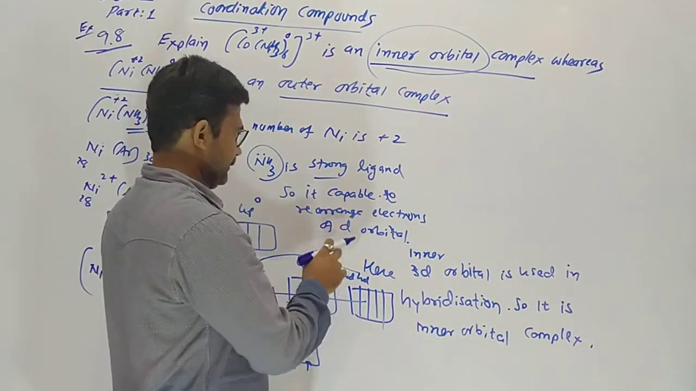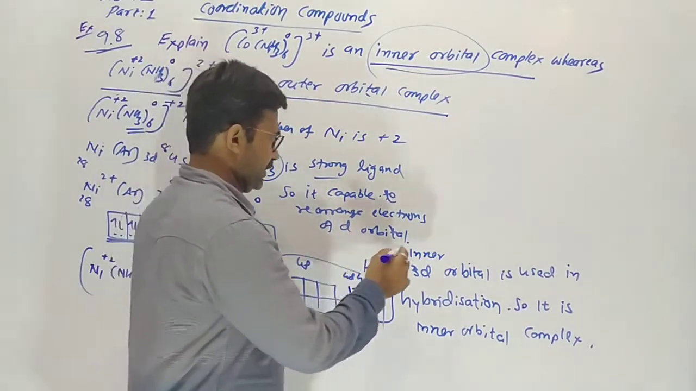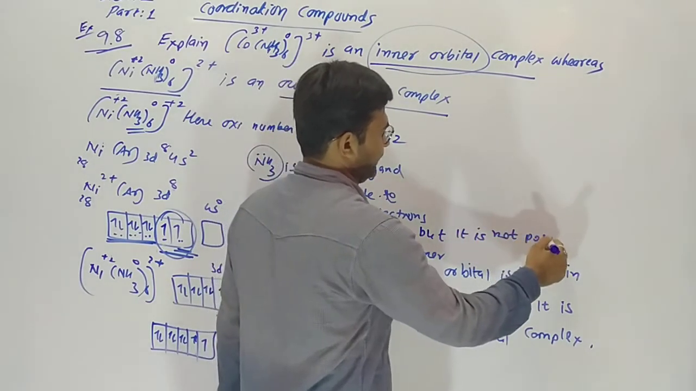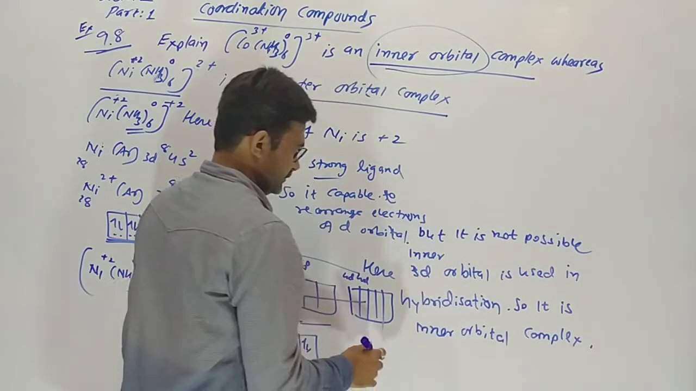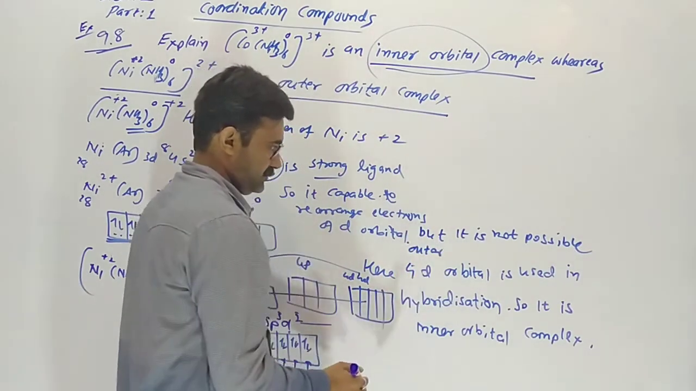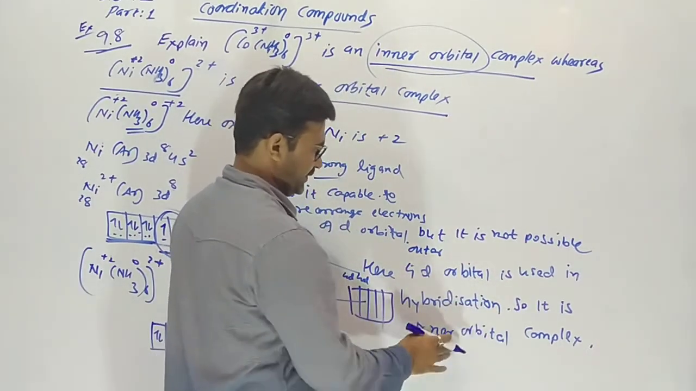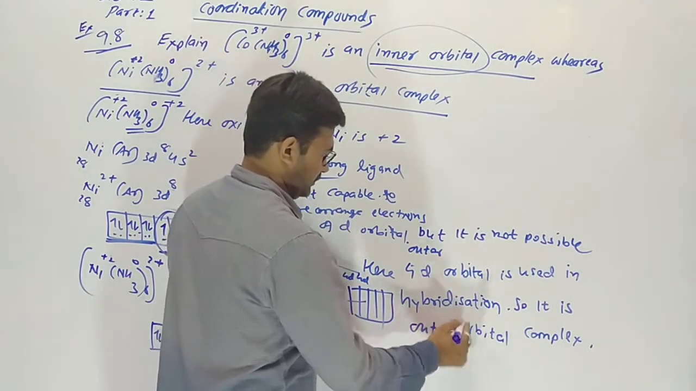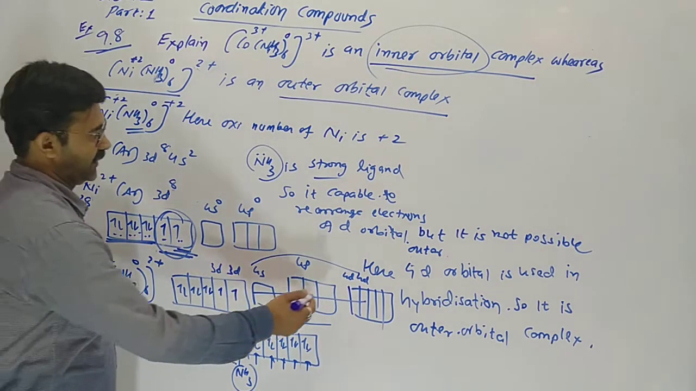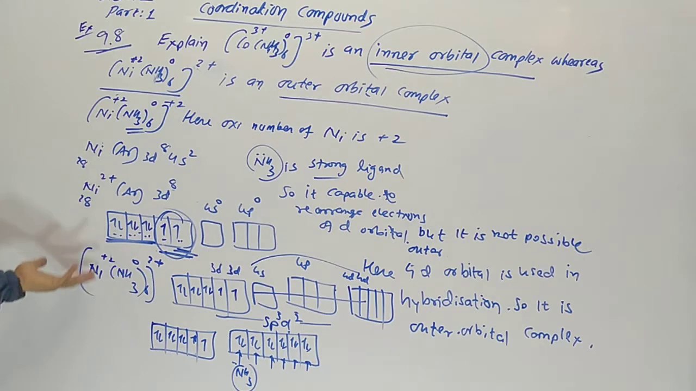So it is capable to rearrange electrons, but it is not possible here. Here 4d, outer orbital, is used in hybridization. It is the outer orbital complex. When 4d is used it is called outer, and when 3d is used it is called inner. Understood? This question is completed.